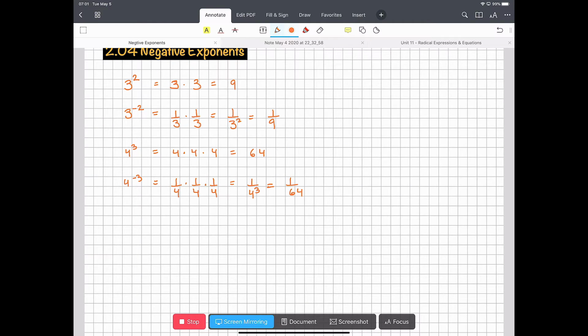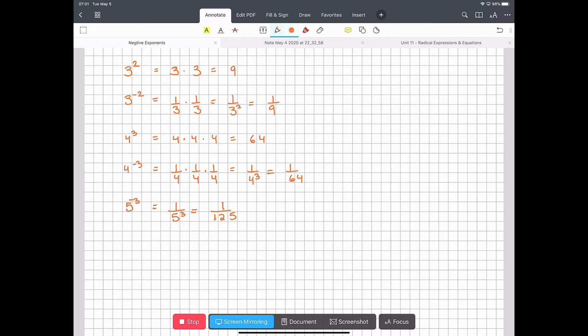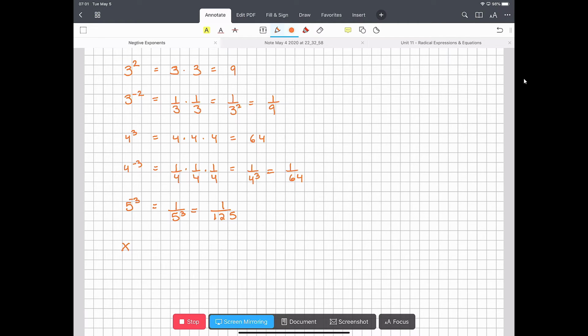So for example, one more time, if I have 5 to the negative third, we know that it's going to be the reciprocal of 5 to the third. So 5 to the negative third would be 1 over 5 to the third, which equals 1 over 125. We can use exponents with variables as well. So for example, x to the negative fourth, we would just take the reciprocal of that. It would be 1 over x repeatedly multiplied 4 times.